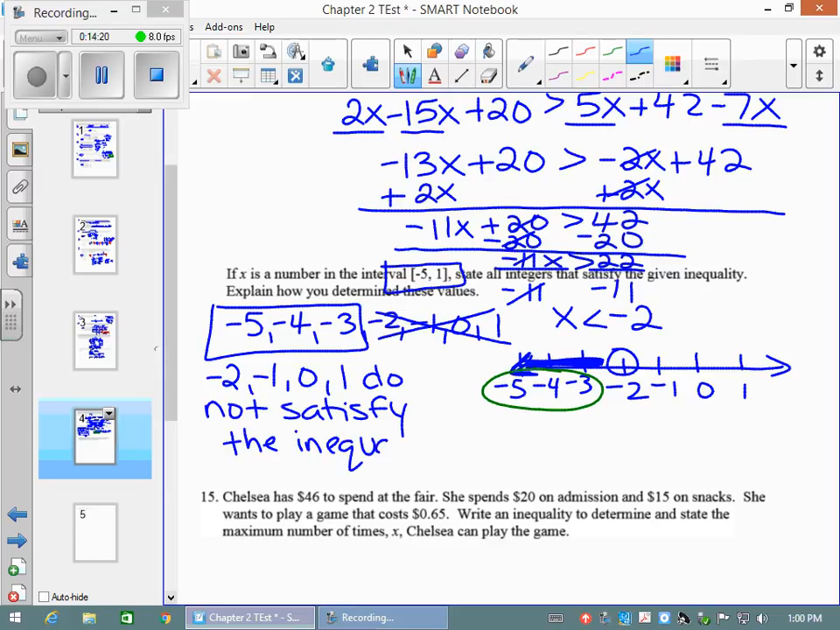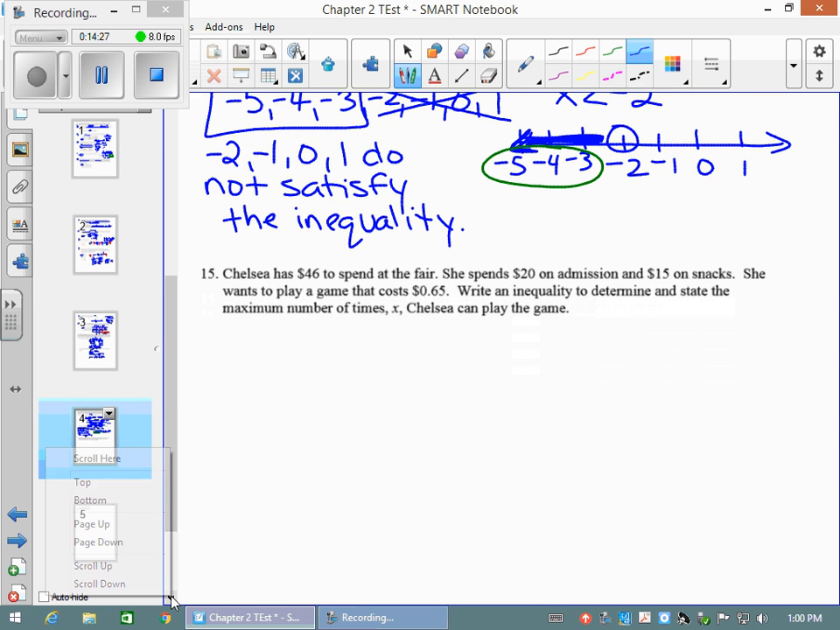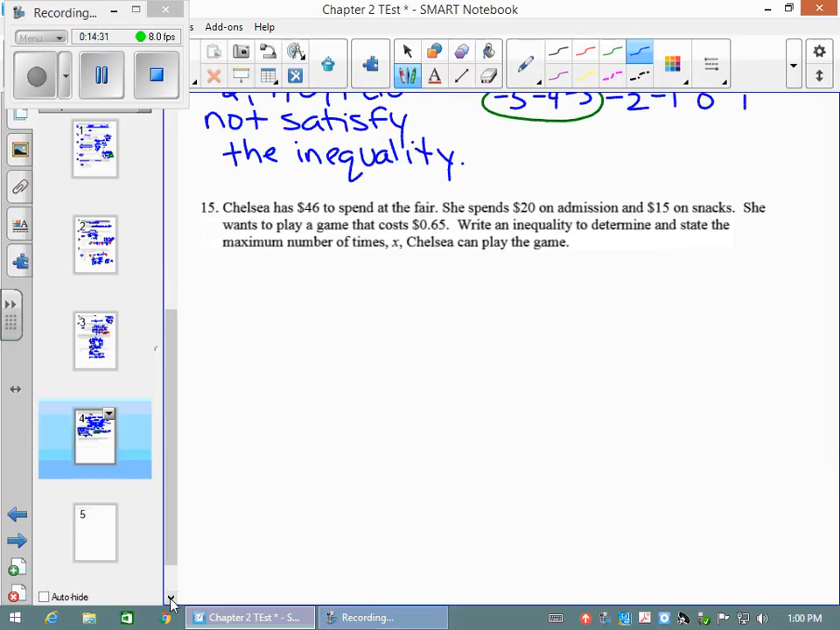Okay, and then for number 15, we're being told that Chelsea has $46 to spend at the fair. She spends $20 on admission and $15 on snacks. So I'm just going to underline some things. This is her total amount she has. And she wants to play a game that costs 65 cents per game. Write an inequality to determine and state the maximum number of times x that she can play the game.